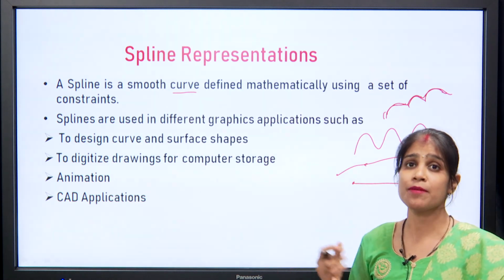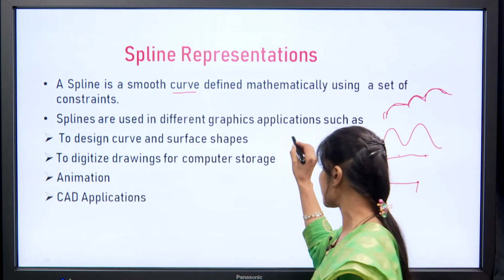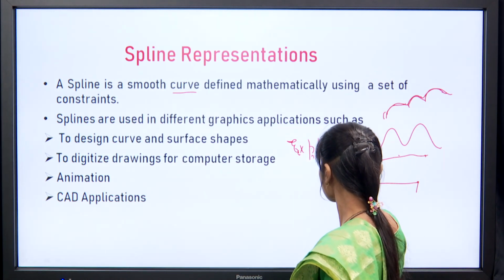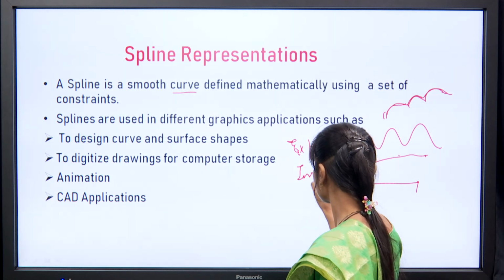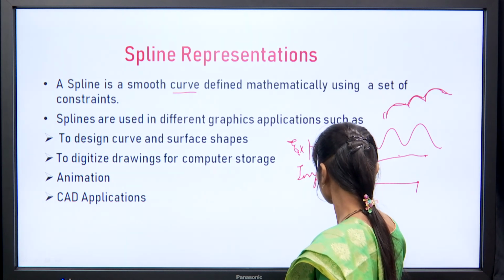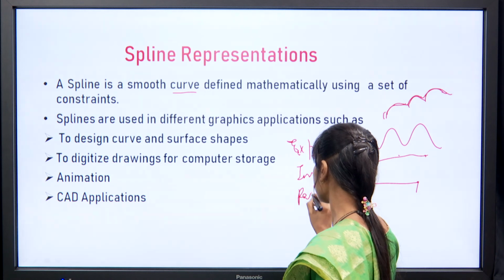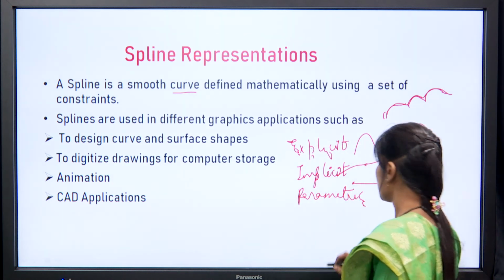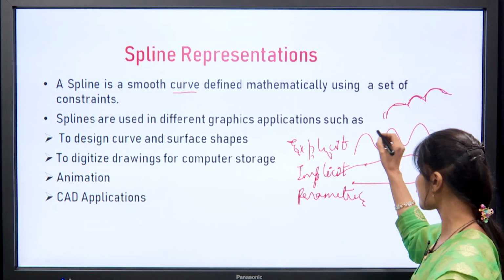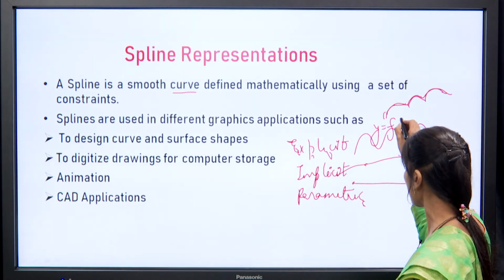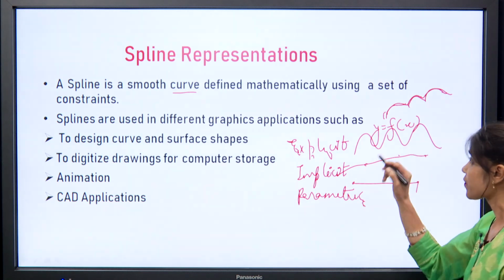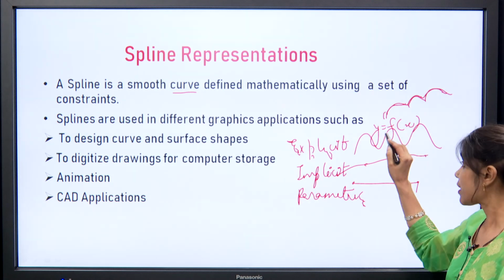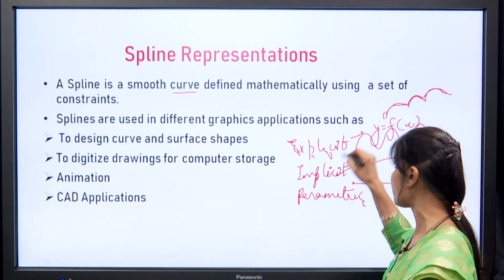A curve can be represented in many forms. A curve can be represented in explicit form, implicit form, and parametric form. There are three ways to represent any curve. In explicit form, y is equal to f of x, that means a function of x. Y is a parameter which is dependent on the x parameter, that is defined by the explicit form of a curve.